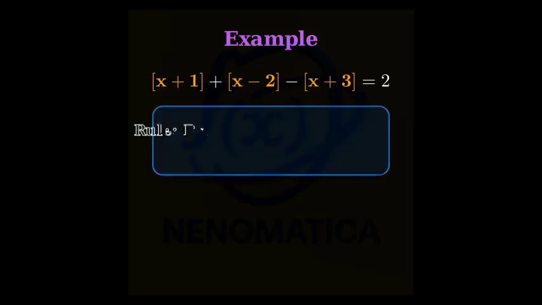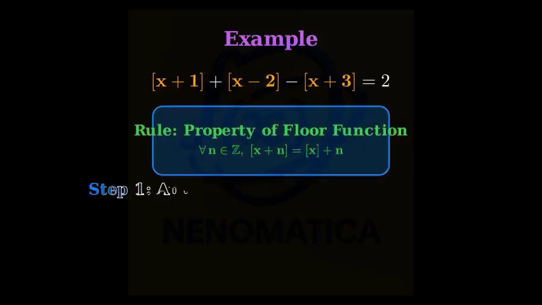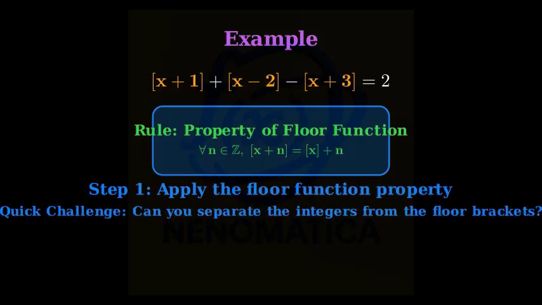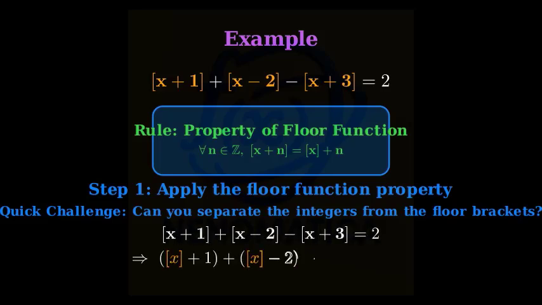We display the word example. Play button step 1. Apply the floor function property. We will show the property used. Then, we display the step heading. Quick challenge. Separate the integers from the floor brackets. Now, we rewrite each bracket using the rule.